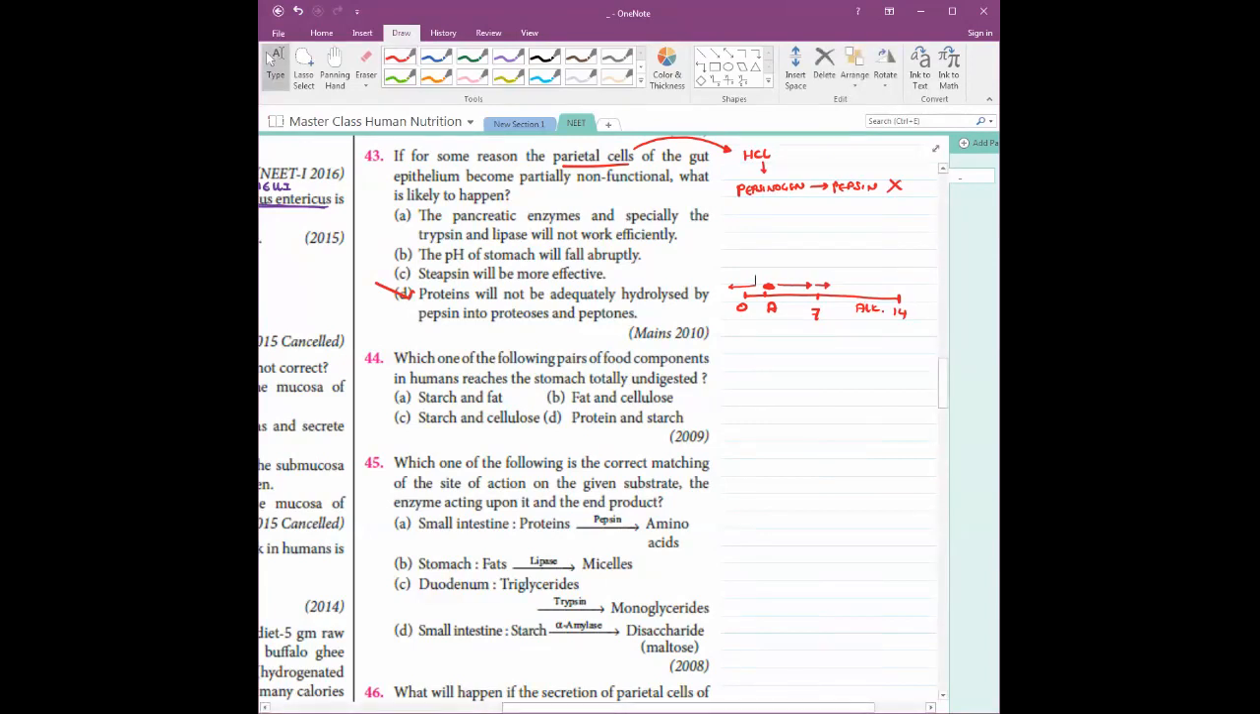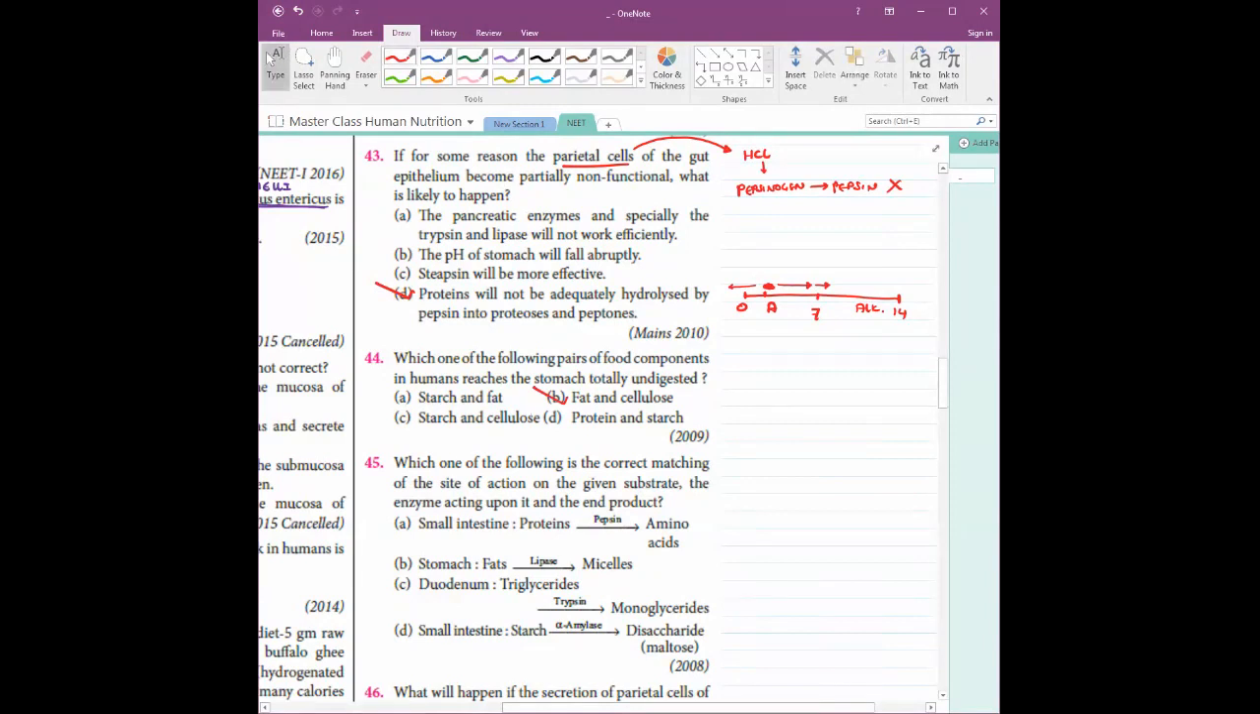Next question. Okay, so next question goes to Dia. Which of the following pairs of food components in human reaches the stomach totally undigested? Very simple, guys. Very nice. Everybody is giving me the right answer. What is it? Yes, it is going to be your fat and cellulose.